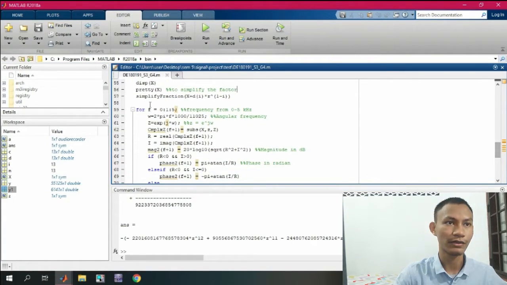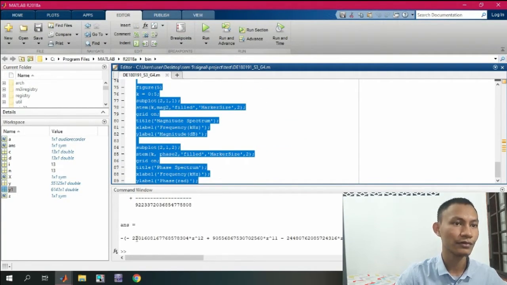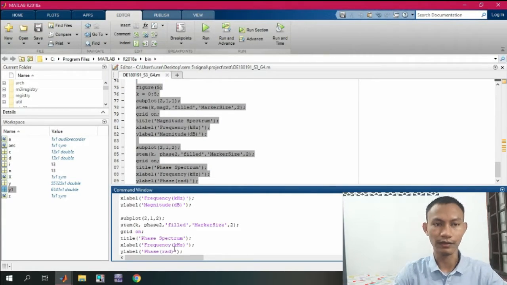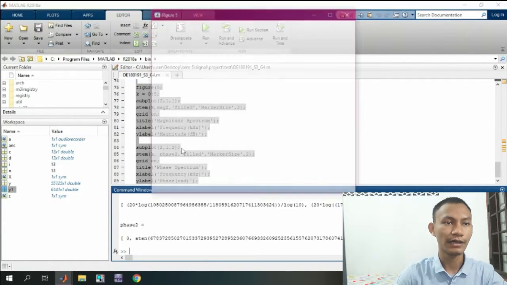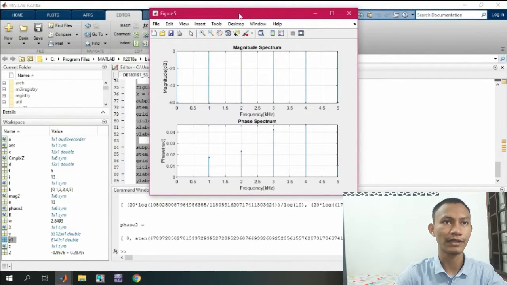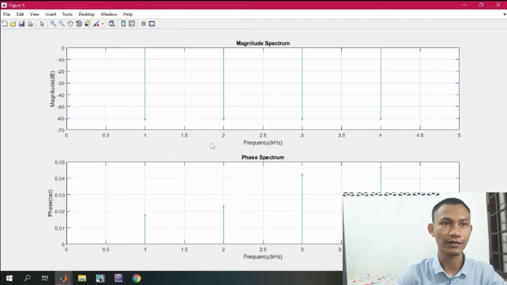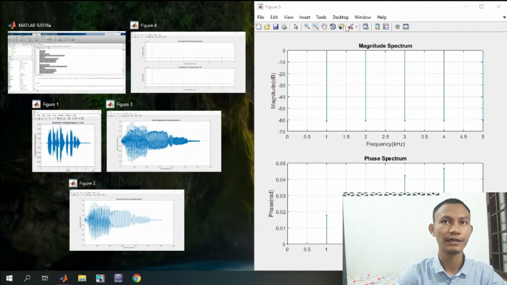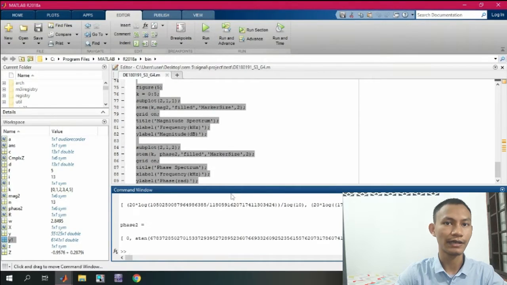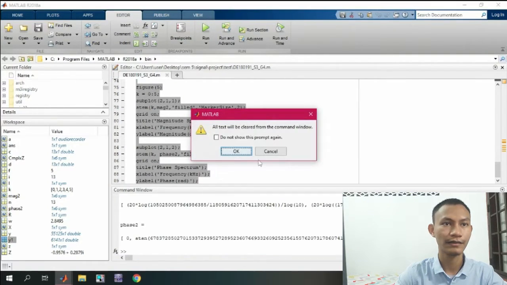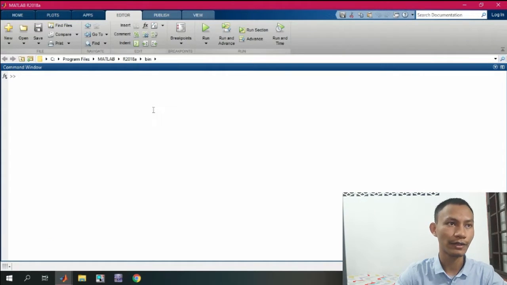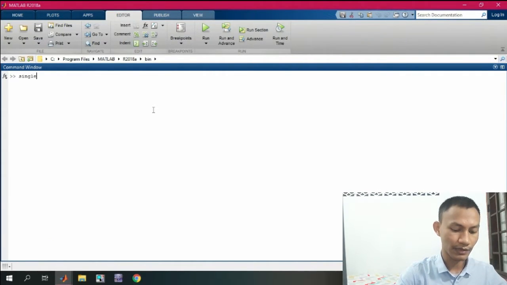Next, this is our coding for phase and magnitude. So just copy and paste, and we can get the data and the phase and magnitude. So this is the magnitude spectrum graph, and this is the graph for phase spectrum. So we can prove here. Wait, I clean this, and we can write the command. You can see I'm writing the command on the command window.